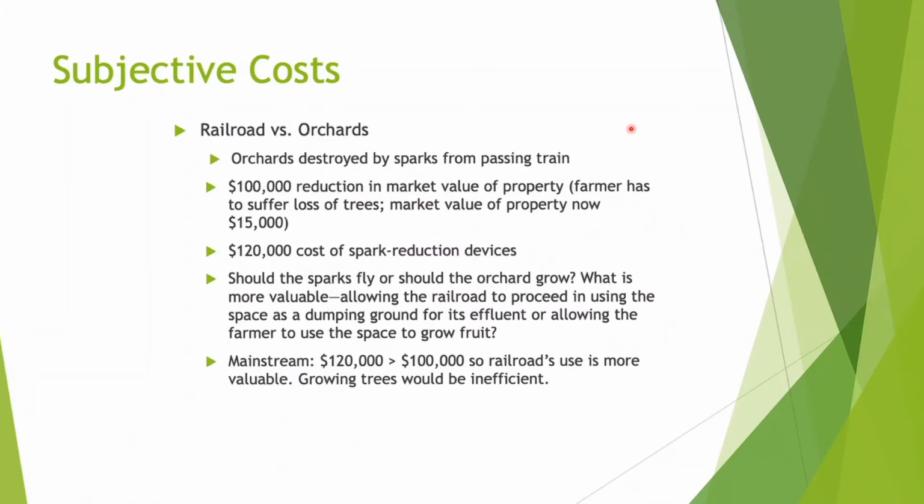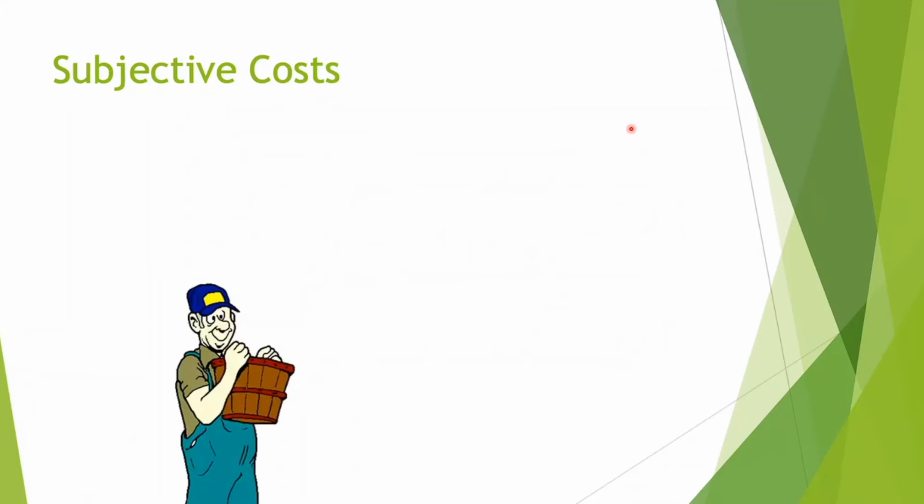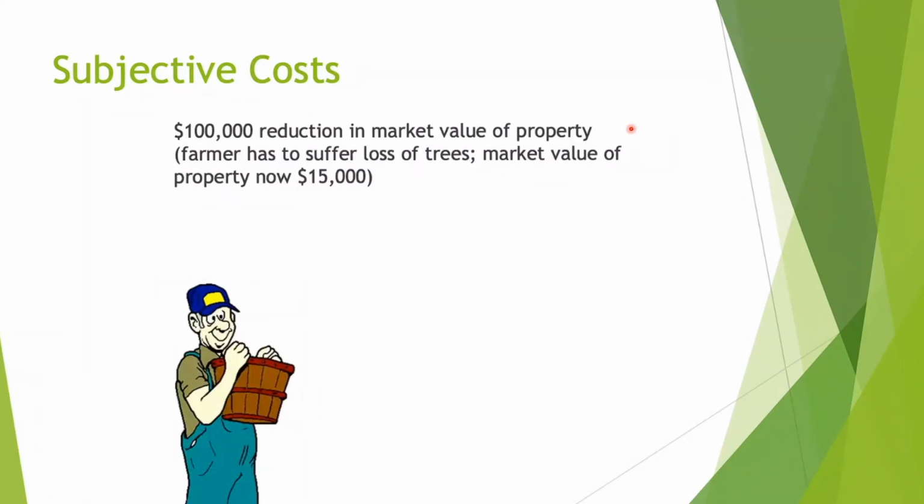So the mainstream on this is going to say, well, obviously growing trees is going to be inefficient, so the railroad's use of the land is more valuable. So we have a $100,000 reduction in the market value of the property. We have a $120,000 cost of the spark reduction devices. Now, where Coase was going with his comments about no transaction costs is, he said, basically, whichever way the court decides, if transaction costs are zero, the outcome is going to be the same.